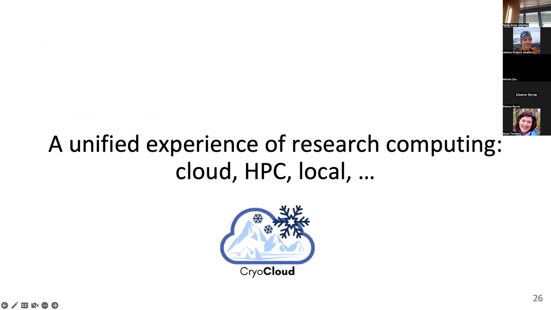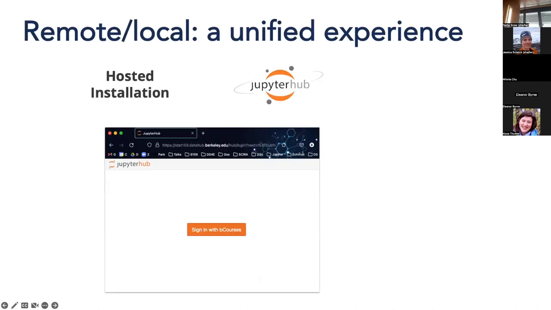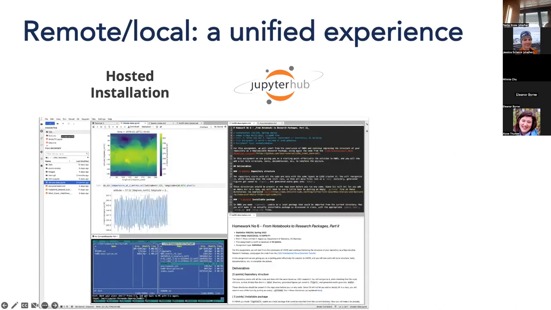And so this creates a unified experience for research computing that looks very similar between your laptop, your cloud computing environment, your HPC environment. All of these should look very similar. So this is the cloud-hosted installation, and this is what it'll look like when we open it up. This is the JupyterHub. It looks just like JupyterLab, and it includes Jupyter Notebooks. So whichever of those you're familiar with, you should be able to recognize that.